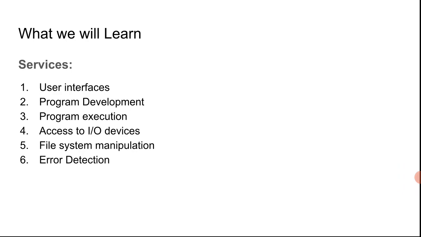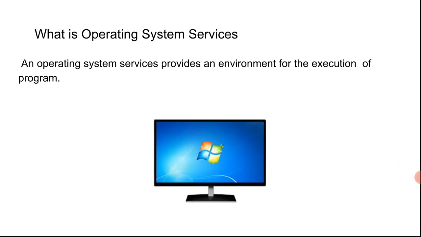It includes user interfaces, program development, program execution, access to I/O devices, file system manipulation, and error detection. Let's explain these services one by one. So what is an operating system service? We all know that the operating system is a service which serves the user requirements, and with the help of the operating system we can perform different kinds of operations. So the operating system itself is a service.